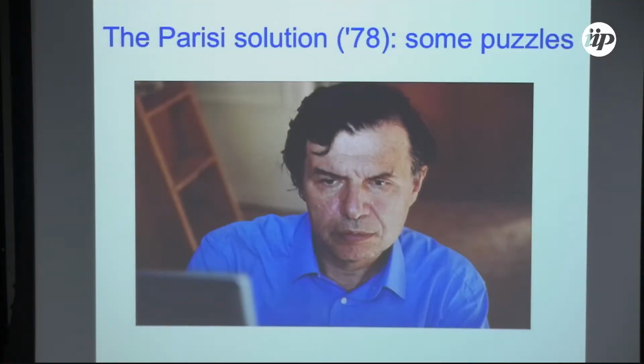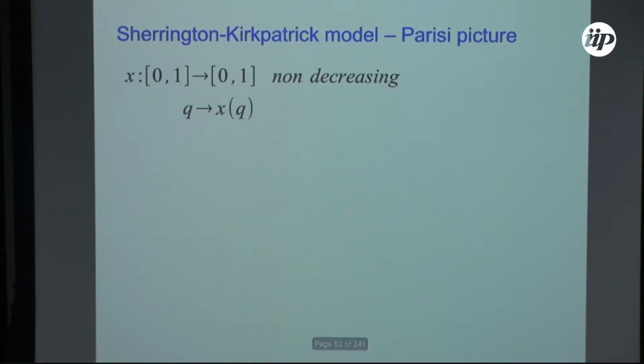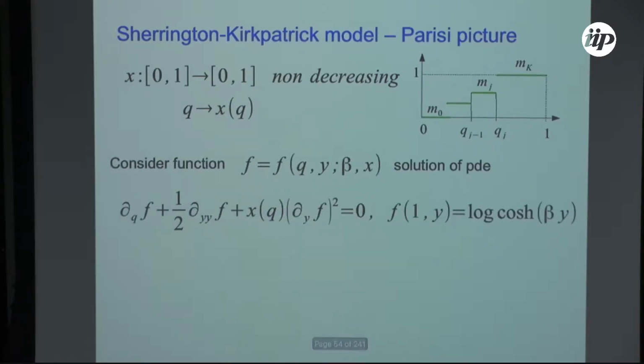Now, what about the Parisi solution and the puzzles it raises? It's a huge picture, but some aspects of the Parisi picture I'd like to recall are, for instance, this one. Parisi says, consider a non-decreasing function mapping the unit interval onto itself. It can be a step function or a continuous function. And then there is a nonlinear partial differential equation, some sort of heat equation plus a nonlinear term, which depends on your choice of non-decreasing function. You're supposed to solve this equation. Q should be thought of as time, and y is one-dimensional, a spatial variable.